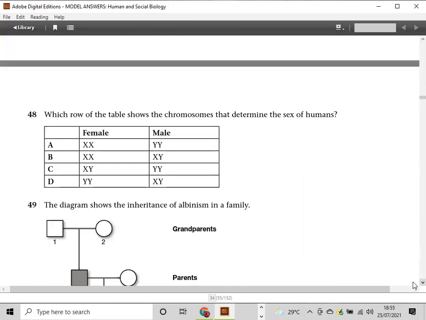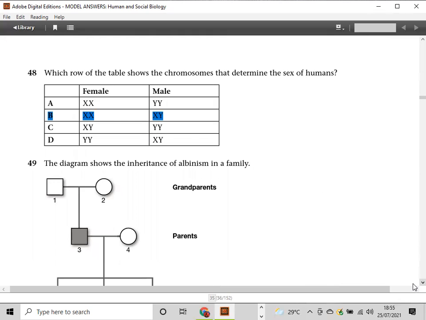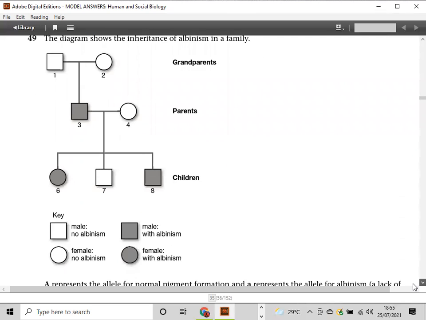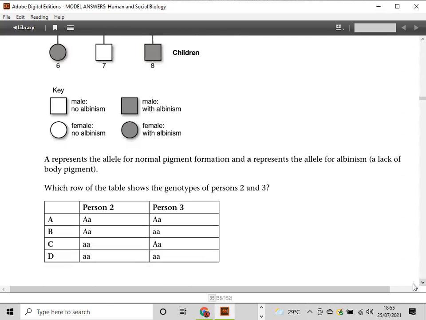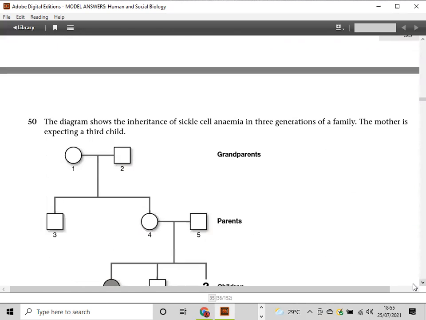Which row of the table of the chromosomes will determine the sex of humans? So 48 is B. Females are XX and males are XY. 49 is B. Now each time I point, all right guys? I already explained a lot, but before you guys were not good enough for my liking.